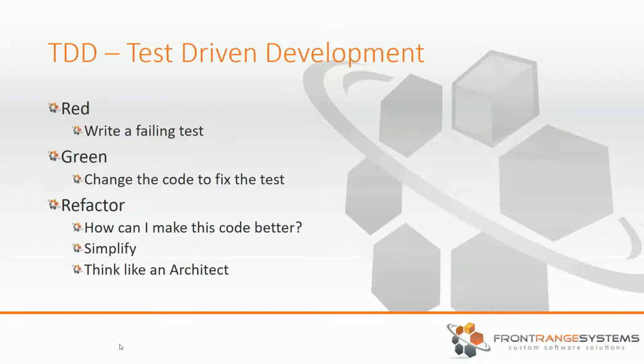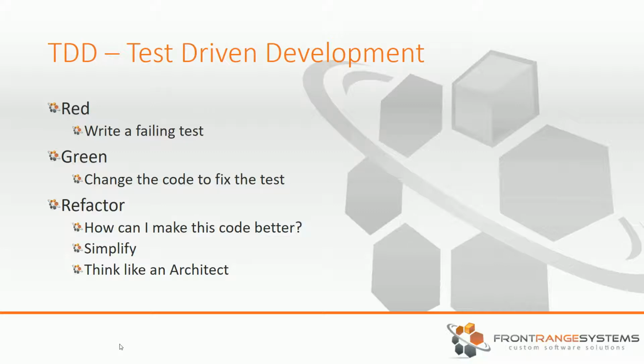TDD. So I mentioned this a little bit earlier. Red, green, refactor. Red, write a failing test. Green, change the code to fix the test. Refactor, how do I make this code better? How can I simplify? How can I think like a software architect? Here are some pet peeves of mine. Long methods, huge classes. If we follow these guidelines here, we won't have that. We will have lean methods, we'll have easy to follow classes, and everything will be nice and tidy.